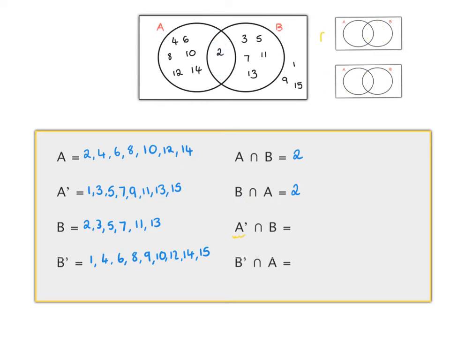We're going to do the same here for A complement and B. So A complement is everything that is not in A, and B is the circle B. And then we need to look at what is shaded in both diagrams, and it's just the section of the B circle that doesn't include the centre. So A complement intersection B is going to be the numbers 3, 5, 7, 11 and 13.